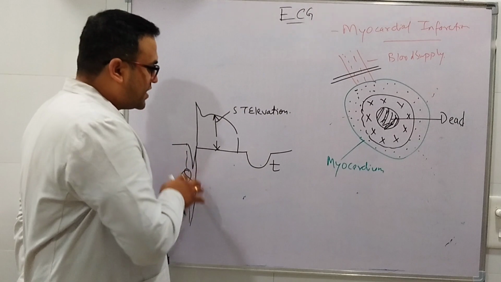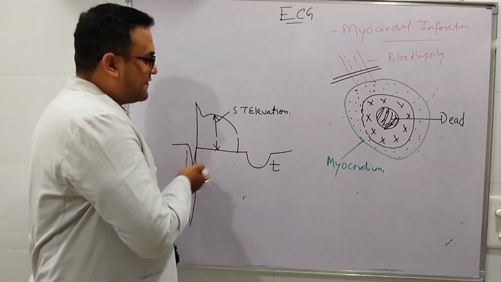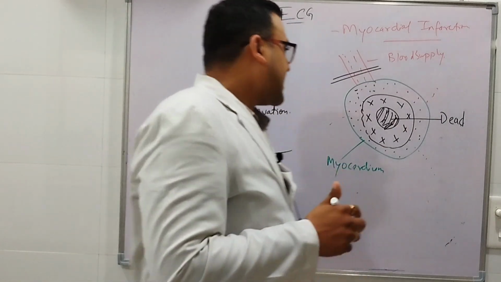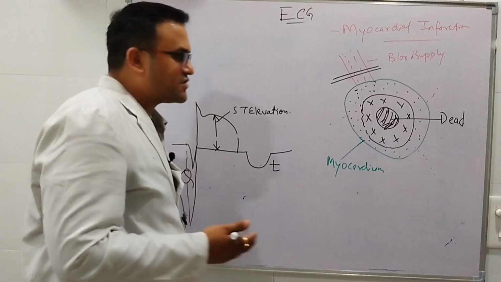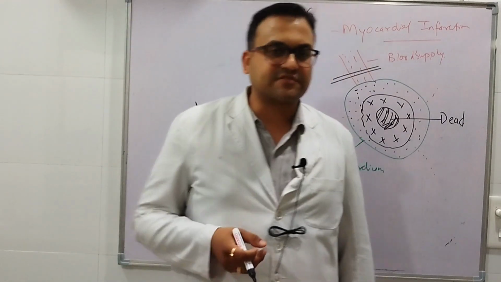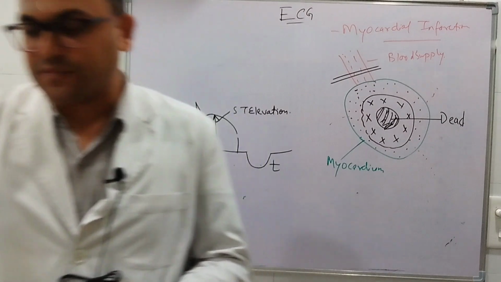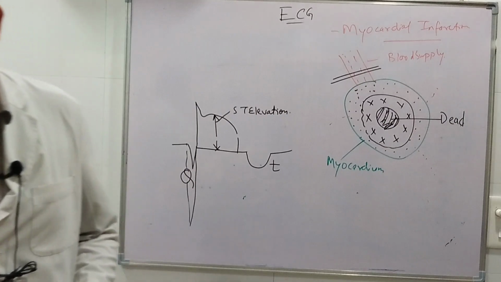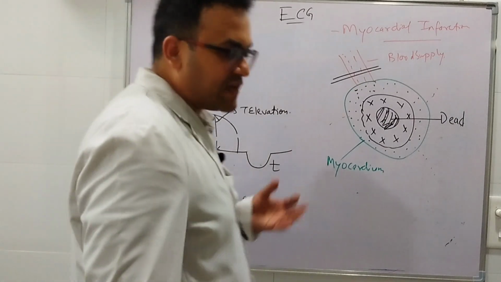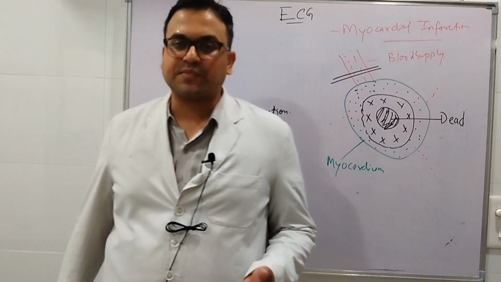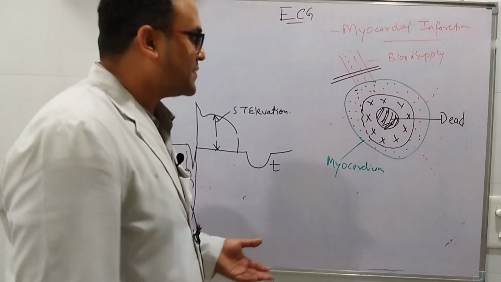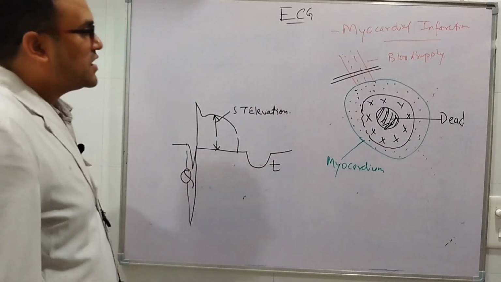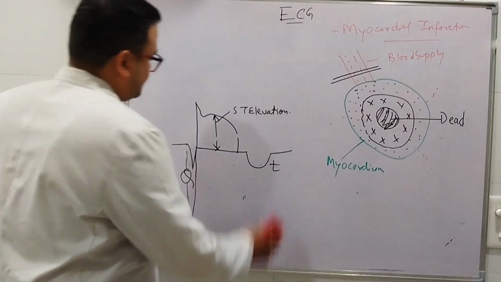So we have to make Q as small as possible, and we have to decrease the ST segment as soon as possible. So that is the idea, to start the recirculation as soon as possible. Every second there are thousands of cells which are dying, and we have to save them so that the patient's future is secure. Not only his life, but his future is secure. His left ventricular functioning is normal. There are no further complications which happen after MI. So these are the changes we see in ST segment elevation MI.